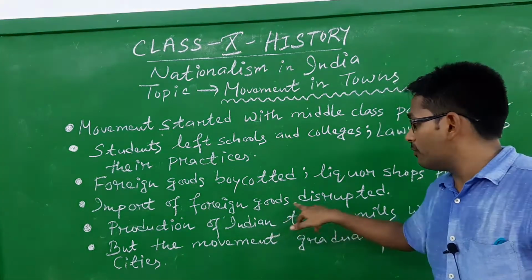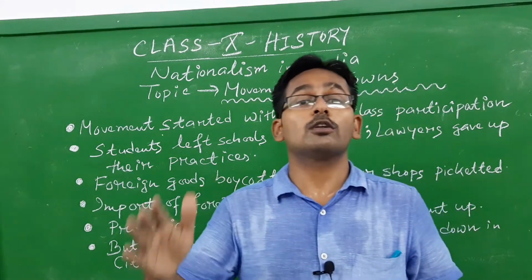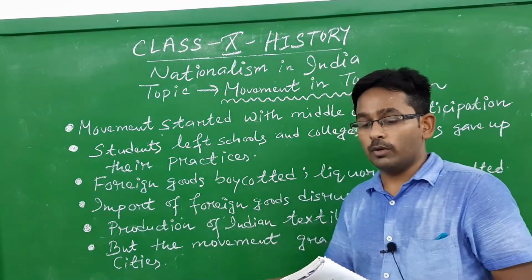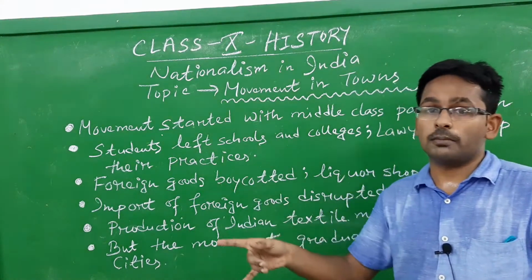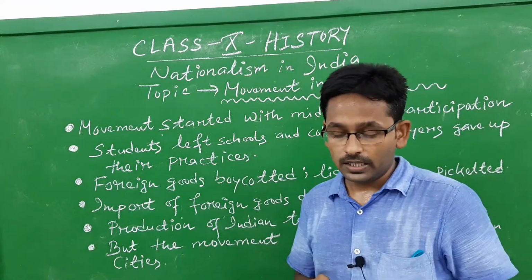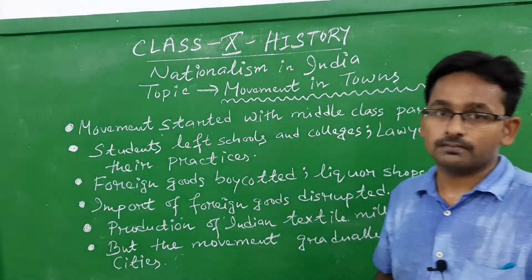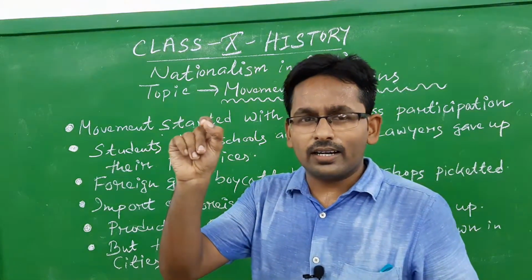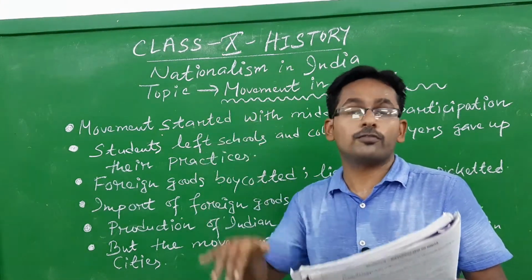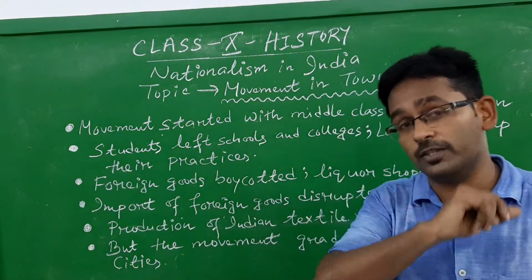Import of foreign goods disrupted. As you know, Gandhiji appealed to the common people to boycott foreign products, basically the British clothes. So, the foreign goods were boycotted, liquor shops picketed, and foreign clothes burnt in huge bonfires. There is a statistic that during the years 1921 and 22, the value of foreign goods dropped from rupees 102 crore to 57 crore. This was the effect of the non-cooperation movement.